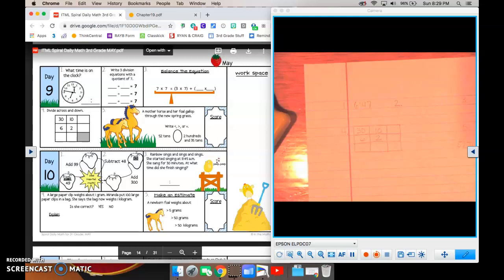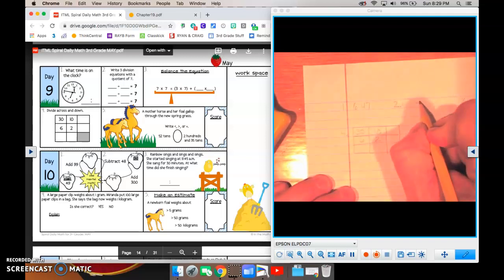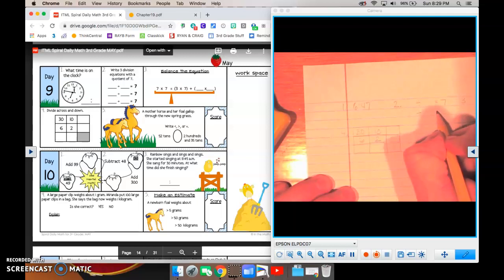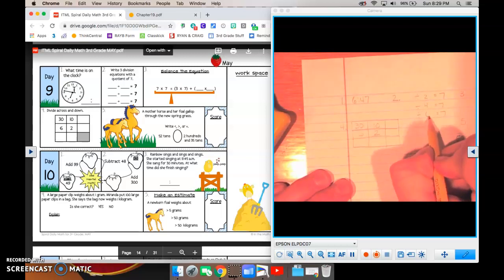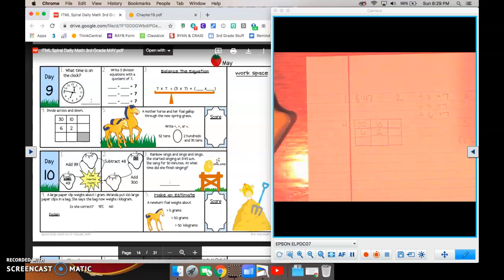All right, then let's look at number 2. Write 3 division equations with a quotient of 7. So we have a number divided by a number equals 7, a number divided by a number equals 7, and a number divided by a number equals 7. So let's just go 2, 4, and 6, just for fun, okay? So notice I didn't put the big number here. I started with this one.